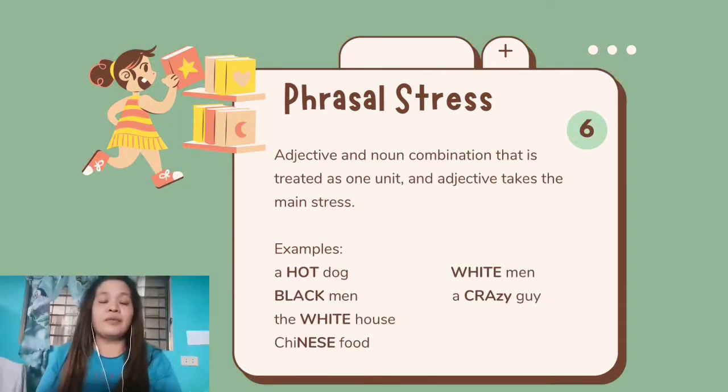Next is number 6, adjective and noun combination that is treated as one unit. The adjective takes the main stress. Examples are a hot dog, black man, the White House, Chinese food, white man, and crazy guy.